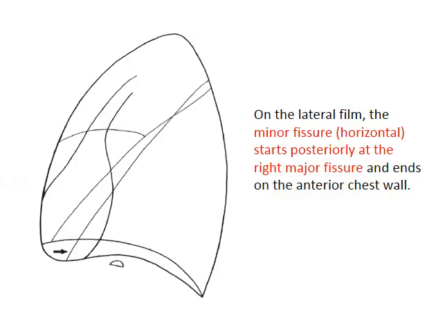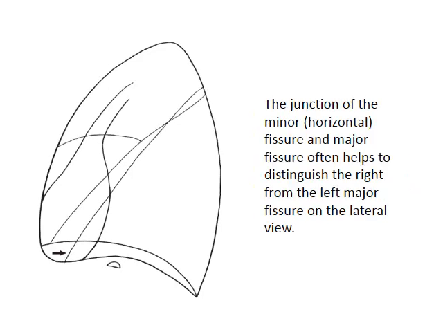On the lateral film, the minor fissure, it's a horizontal fissure, starts posteriorly at the right major fissure and it ends on the anterior chest wall. The junction of the minor fissure and major fissure often helps to distinguish the right from the left major fissure on the lateral view.